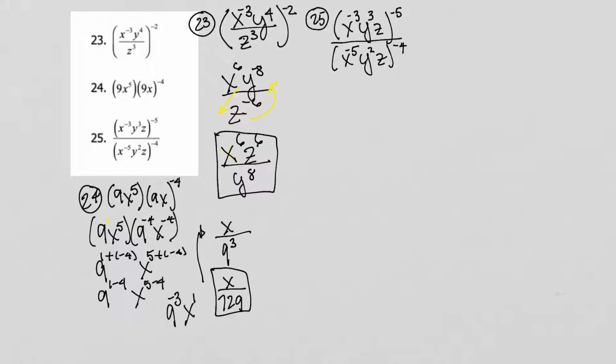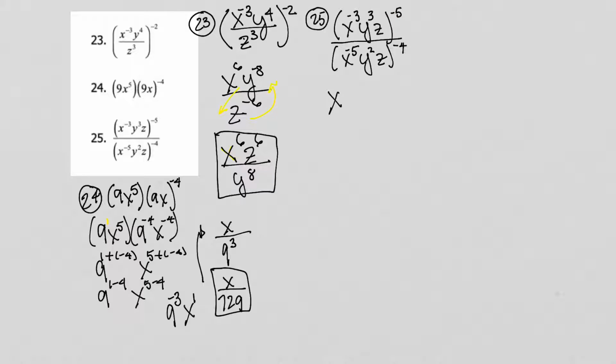To start 25, I'm going to do just what I did in 24, because I've got parentheses here, and everything inside is multiplication, right? This is all multiplication inside. So we can distribute this exponent to each one of these factors. And because we have powers, 2 powers, we're going to multiply the exponents. So I'm just going to go ahead and do that now.